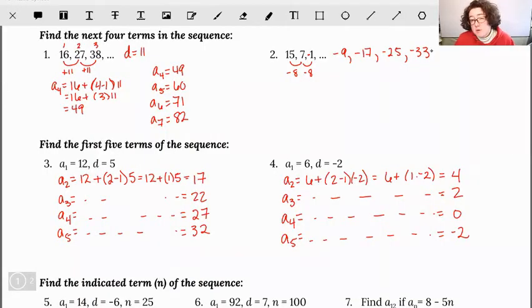Alrighty, so if all we're doing is subtracting 2 to get to the next term, our 5 numbers in the sequence would be 6 as a sub 1, a sub 2 would be 4, next would be 2, then 0, then -2.